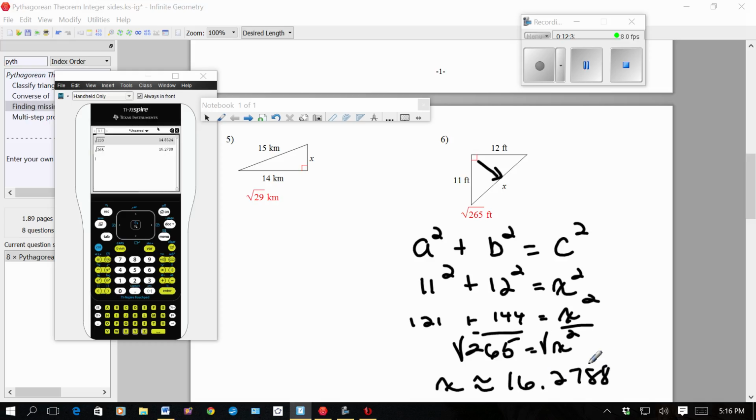They want us to round this to the nearest tenth. If I round this to the nearest tenth, I look at my tenth spot, T-E-N-T-H, which is the 2. Then I look directly to the right, and if it's 5 or above, I round this 2 up to a 3. So my answer here is x is approximately equal to 16.3 feet.